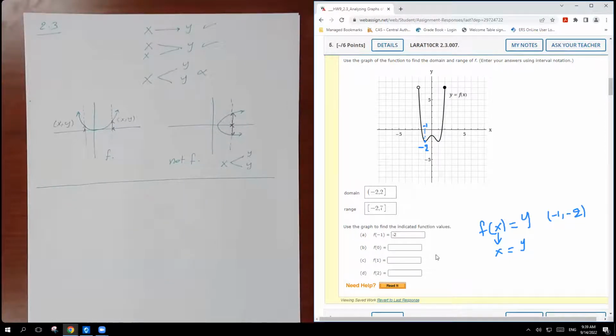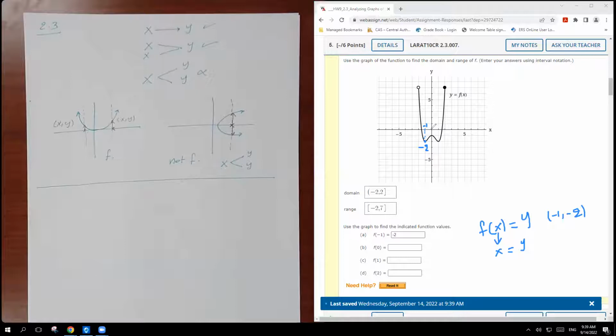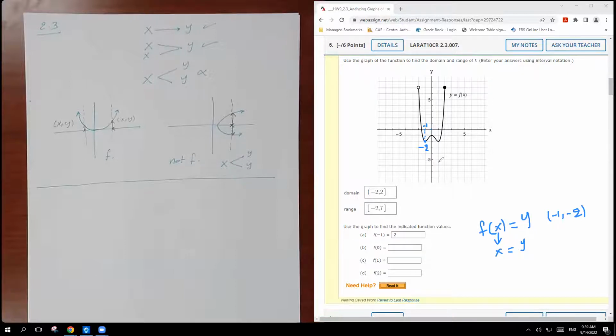That's it. It's not that hard. The same thing with the next one. f of 0. Let's check where the 0 is. Here is x, x is 0. So here is x. Now we need to find the y.